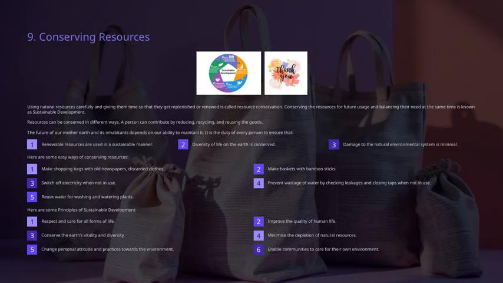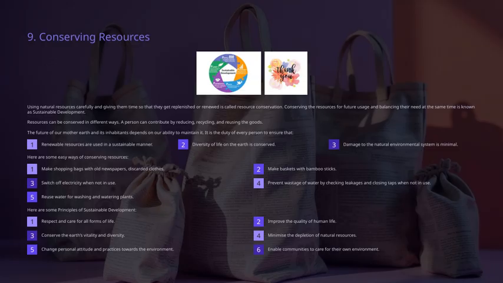Some simple ways to do this include making shopping bags from old newspapers or discarded clothes, which is both eco-friendly and creative. Also, switching off electricity when it's not needed can save a lot of energy. Reusing water, such as using it for washing or watering plants, is another effective step.